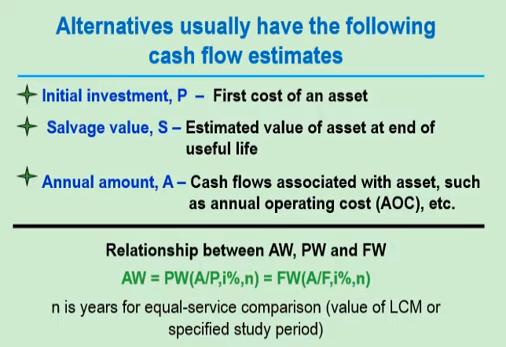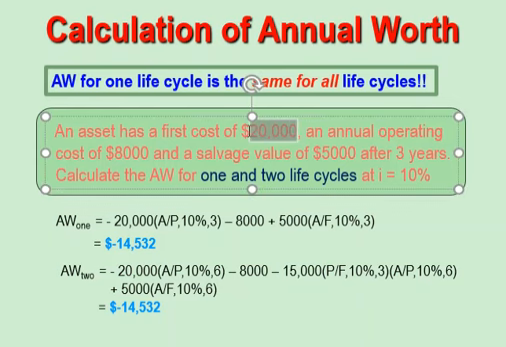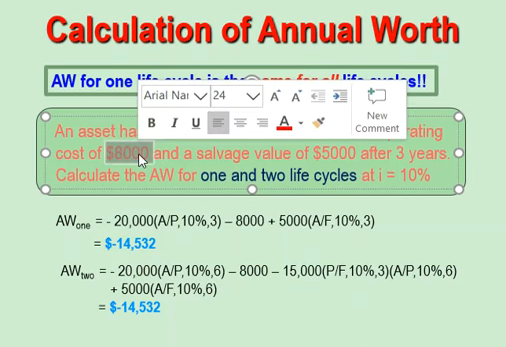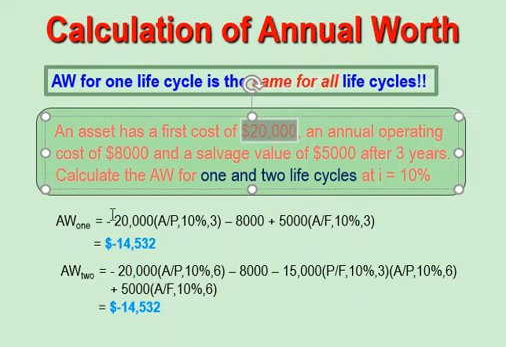Okay, if I go back to this example, let's solve it the old way. I have a machine, it costs $20,000, and the annual operating is $8,000. So $8,000, it's annual. That means it's $8,000 per year. That's an A, okay? And the first cost, its initial cost, we call it present value. So this is P, this is now A.